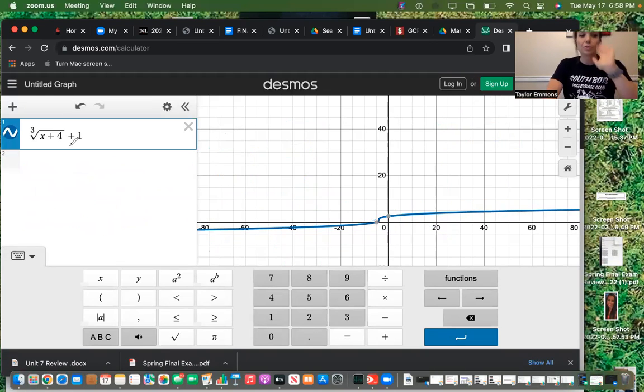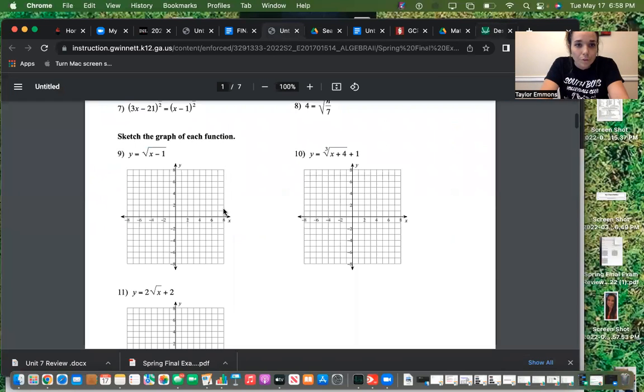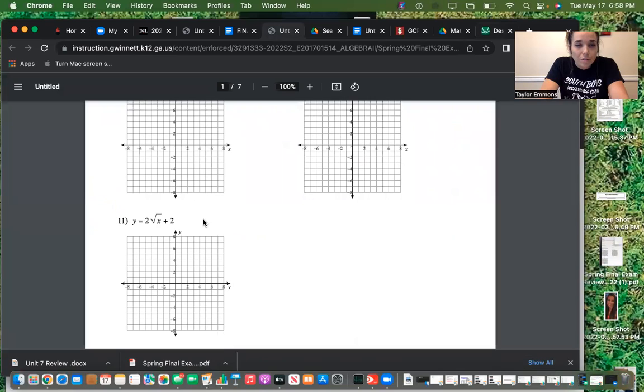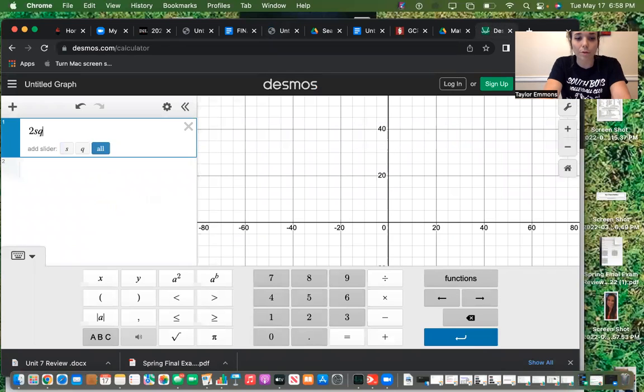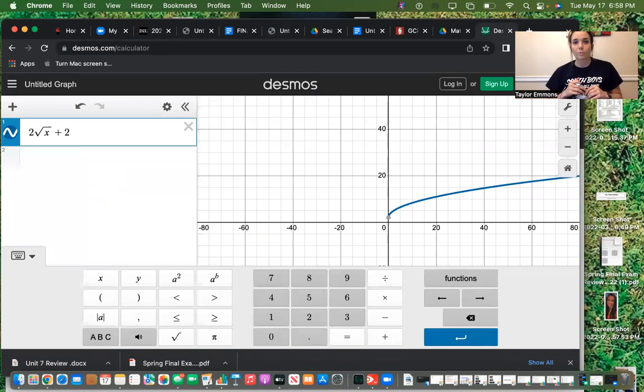So this time I'm going to just do a regular square root, nothing crazy. Okay, so if I had something like 2 square root of X plus 2, 2 square root of X, and that's outside, plus 2. Okay. So in this instance, the graph's going off to one side and there's nothing going on the left-hand side.